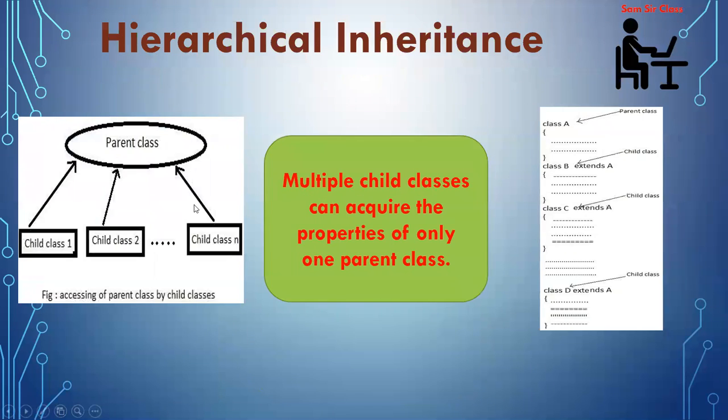Now coming to the last one, hierarchical inheritance. So in hierarchical inheritance means this is our real life problem. So of a single parent, where multiple children are available. Okay. So all children are having the equal rights to access the properties of parent class. Okay. So multiple child classes can acquire the properties of only one parent class. This is very important.